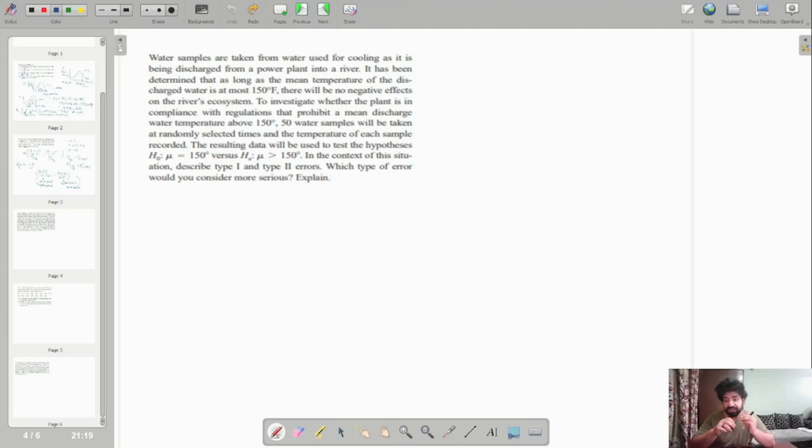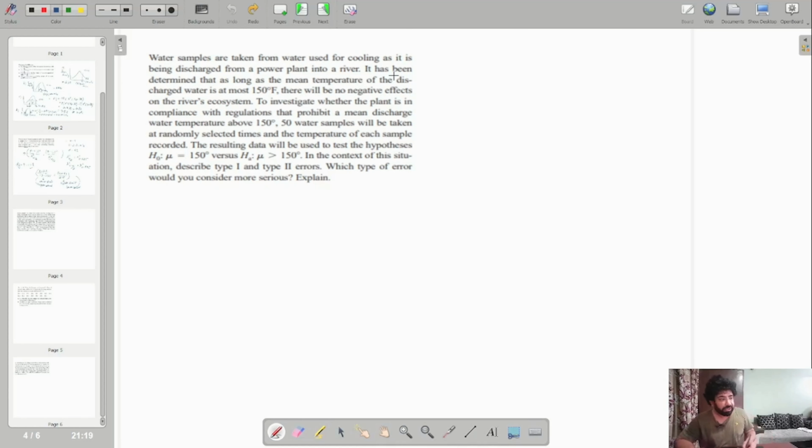Now the problem says that if the temperature of the water is more than 150 degrees Fahrenheit, then it violates the regulation, and the authority wants the temperature to be equal to or less than 150 degrees. All right, so in this case we have to find out the type 1 and type 2 error. I will talk about the type 1 and type 2 error theory also, but the first thing here is forming the hypothesis.